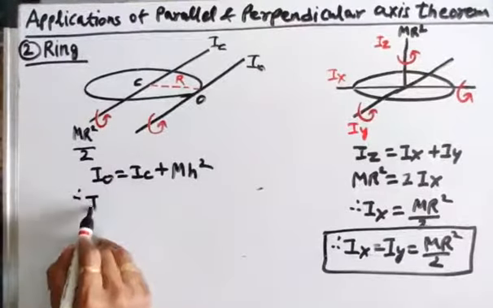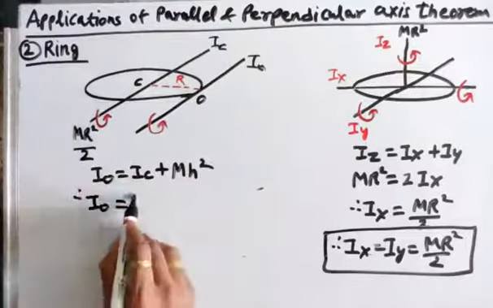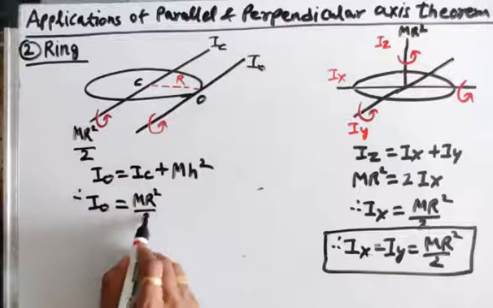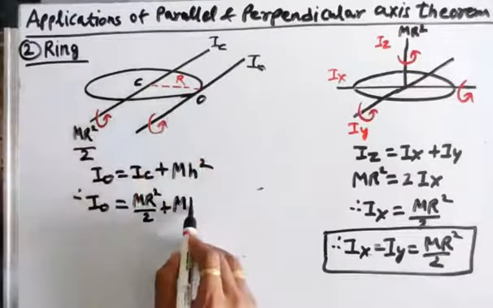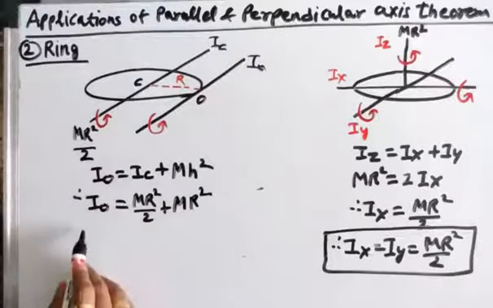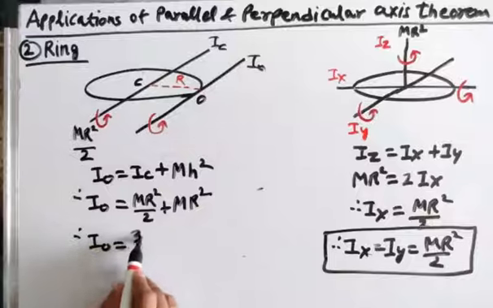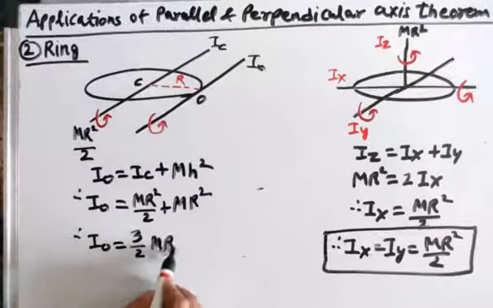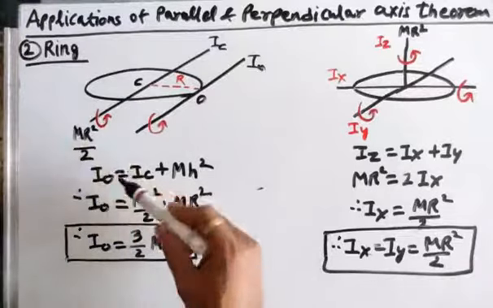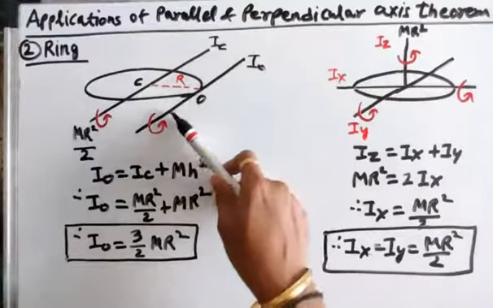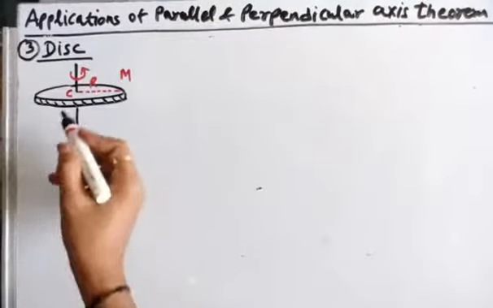Therefore we can write IO is equal to IC. We know the moment of inertia about this axis, that is mr square upon 2, plus mh square, where h is the distance between the two parallel axes which is r, so this is r square. Therefore we get IO is equal to 3 by 2 mr square. So this equation gives us the moment of inertia of a ring about an axis tangent to the ring and in its plane. Next we are going to consider a disk.